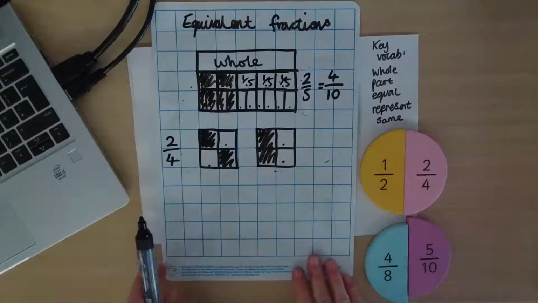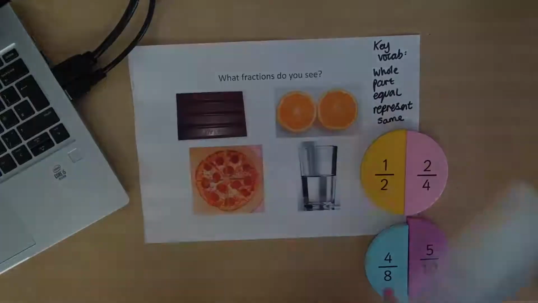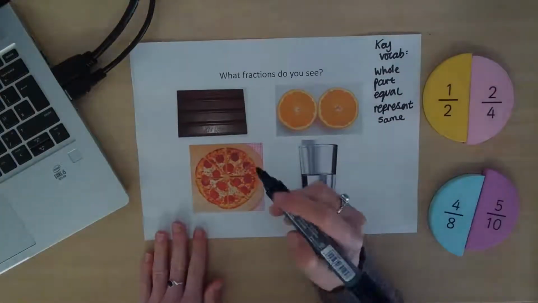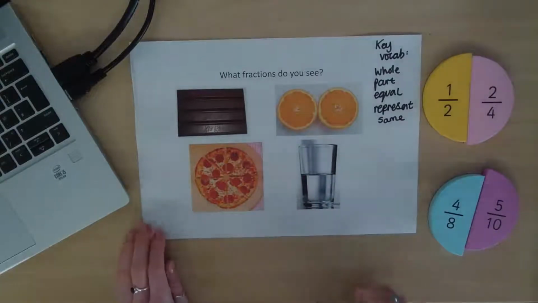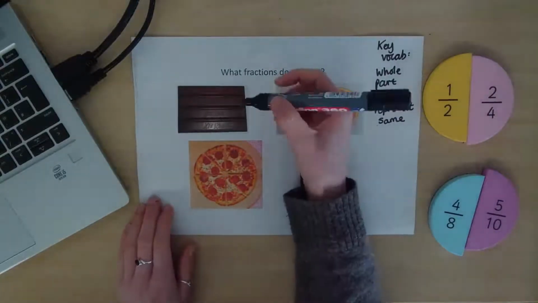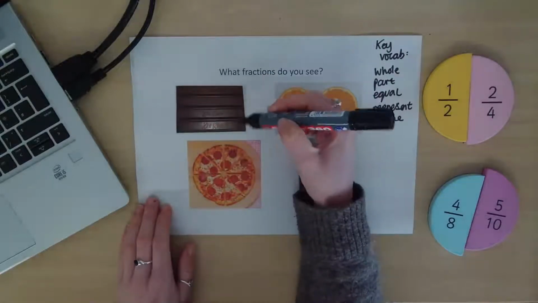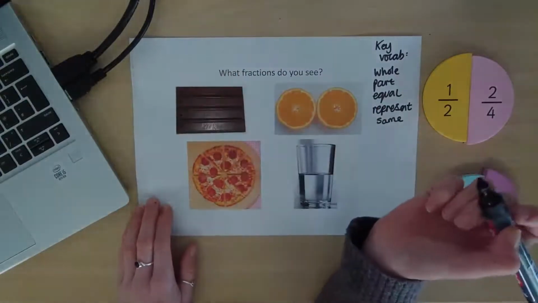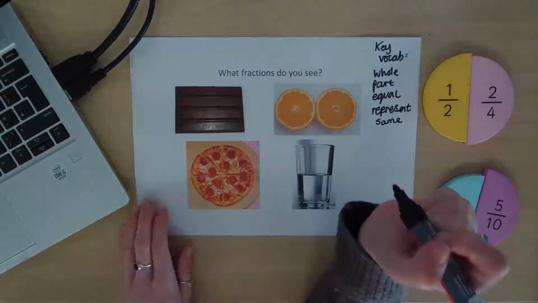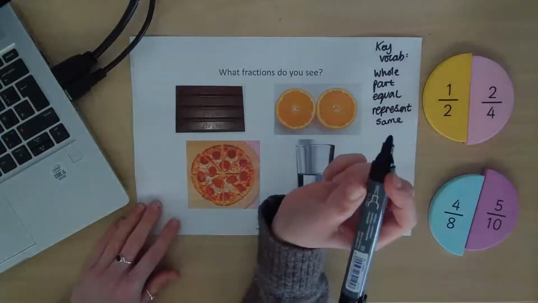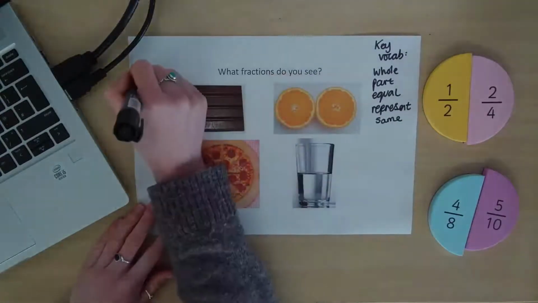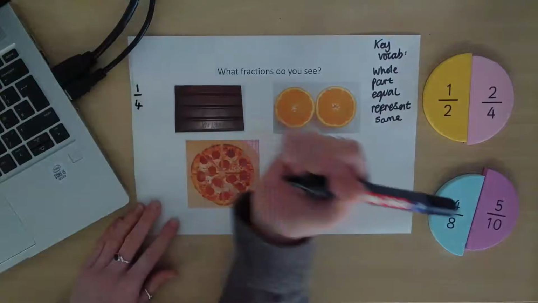We can also use fractions when talking about real life items. So here I've got a Kit Kat, an orange, a pizza, and a glass of water. I've got a whole bar of chocolate here, a whole Kit Kat. It has been split into 4s. It's been split into 4 parts. Therefore, we are working with quarters. If I ate 1 piece of the Kit Kat, I could say I'm eating 1/4.